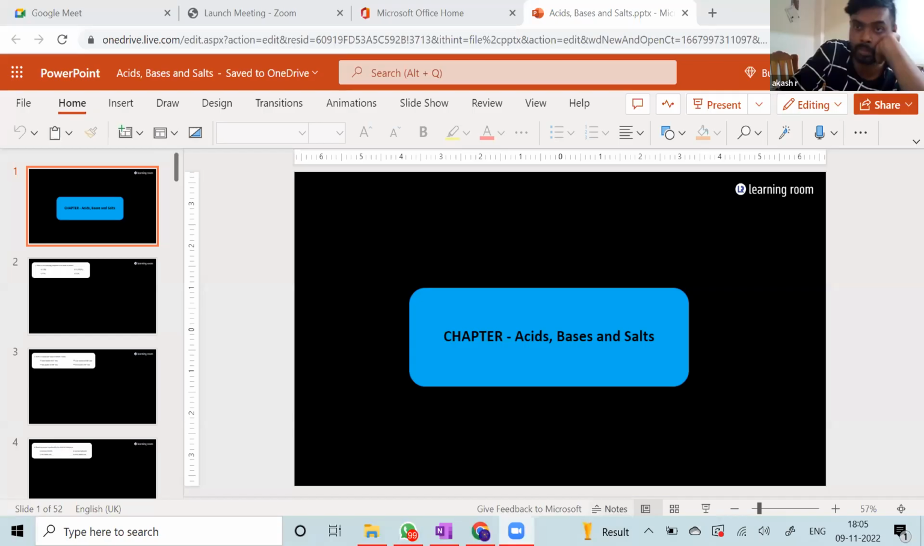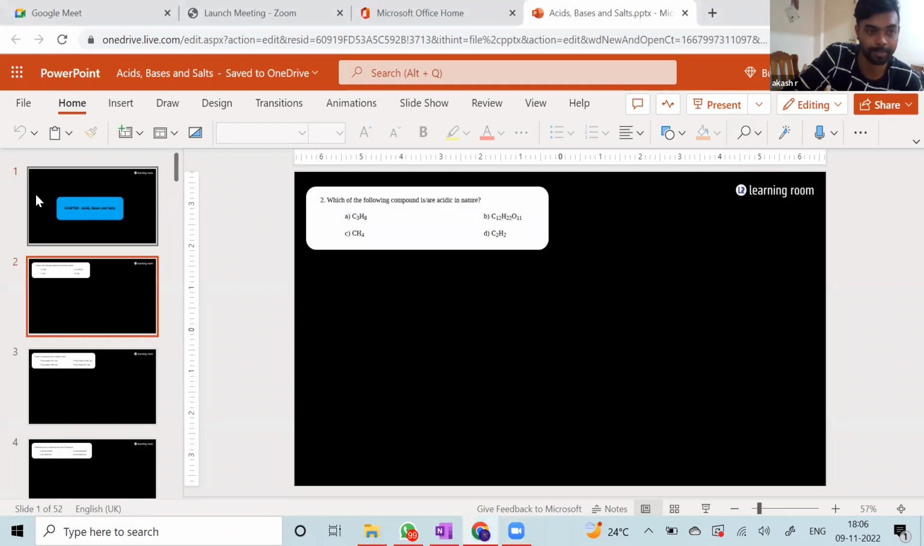Okay, so now I think share my screen. So I hope everybody is able to see my screen. Can you? Yes, sir. Okay, right. So obviously today we'll be discussing acids, bases and salts, right? We'll just go through the questions and wherever required, we'll be seeing the concepts, right? Okay, fine. So the first question. Are you able to read everything, or do you need to maximize it a little? No, sir, it's fine. Okay, fine.